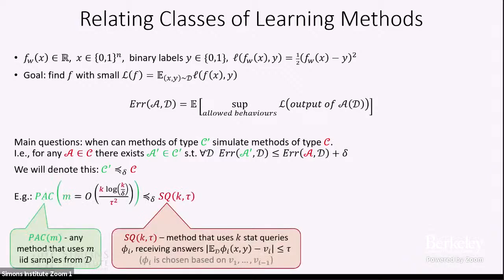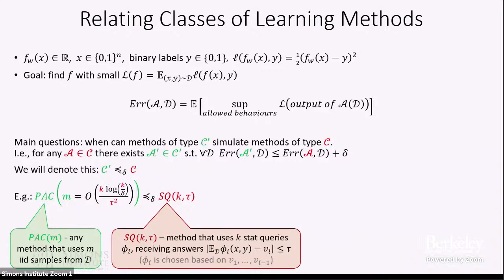So in particular, we mentioned SQ learning and PAC learning, right? So we all know that we can simulate PAC learning with SQ learning, right? So SQ learning, we learn by receiving tau accurate answers to expectation with respect to the source distribution. We can get such tau accurate answers by actually sampling, which a PAC learning method can do. It can sample and answer that. So in particular, if I have a number of samples, it's roughly k log k over tau squared, I can simulate any SQ method that makes k queries, each one of them with accuracy tau.